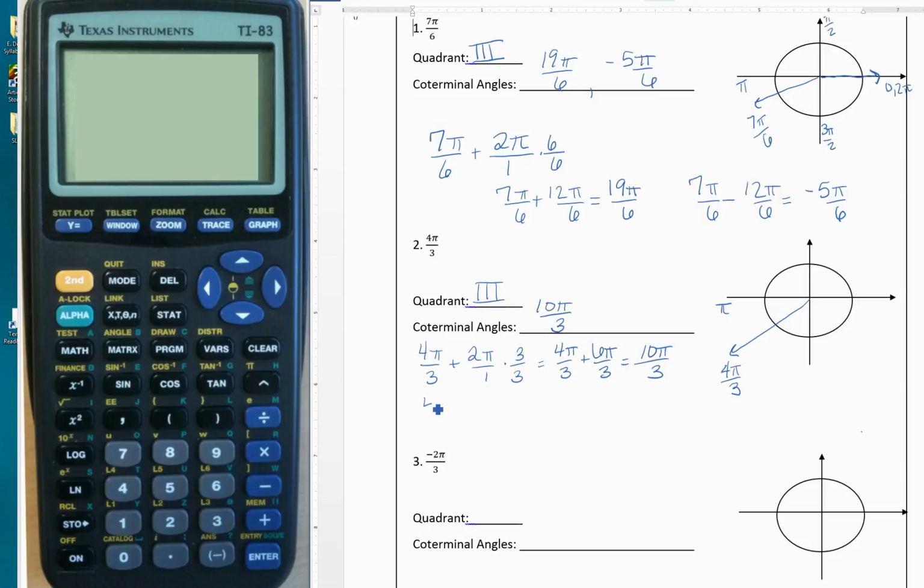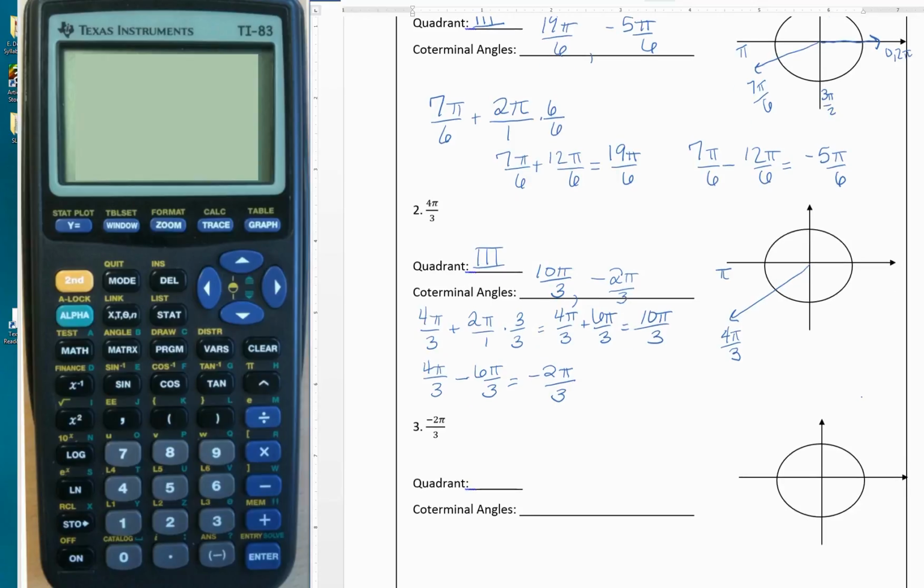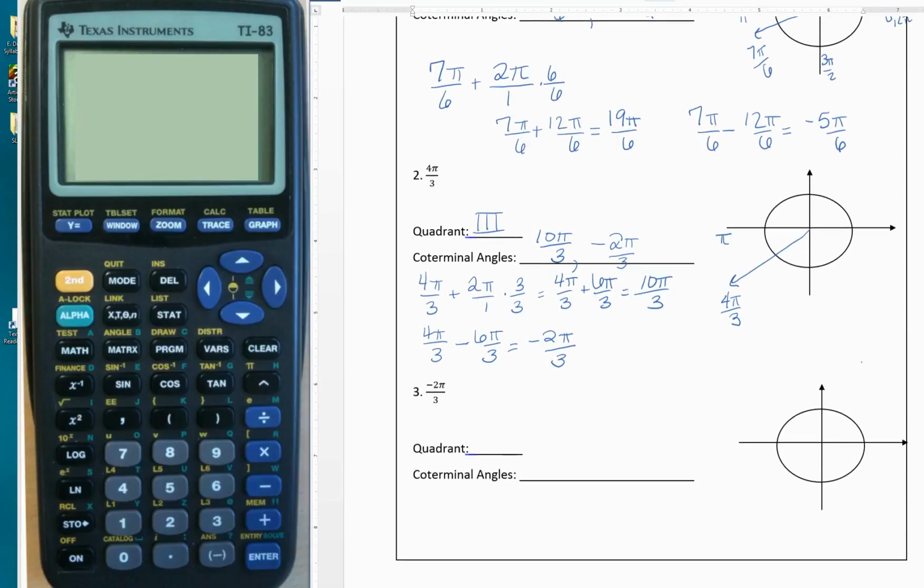And then we're going to take 4 pi over 3 minus 2 pi, which we know is 6 pi over 3. And that would give us negative 2 pi over 3. Now, negative 2 pi over 3 is actually the next one I was going to have us look at. So we can see that it's going to be in the same spot. All of the ones that I happened to choose here are in quadrant 3.